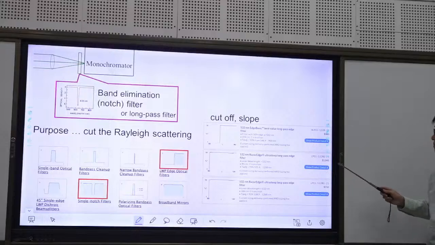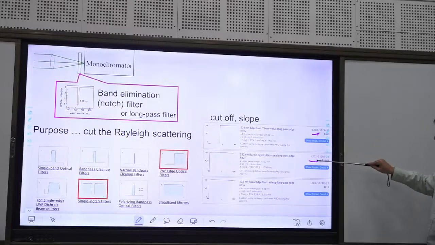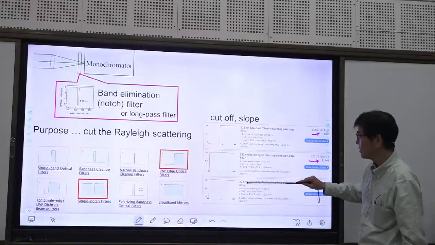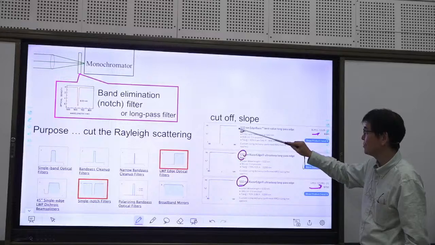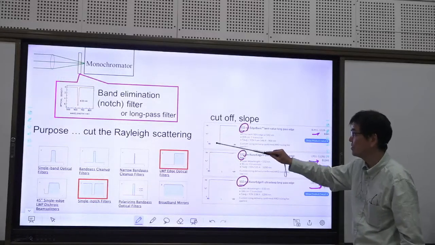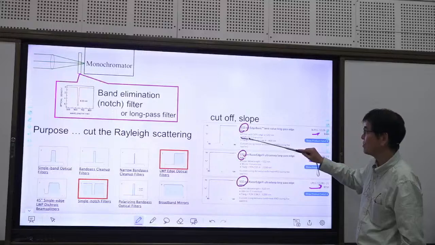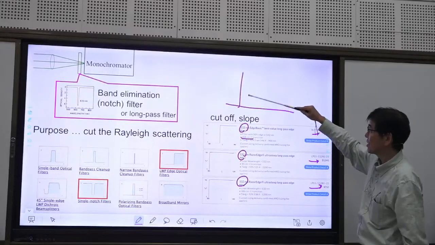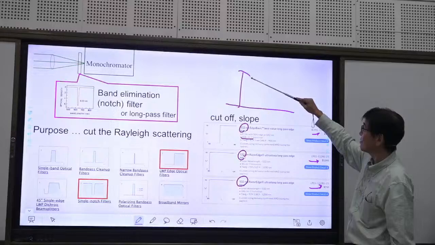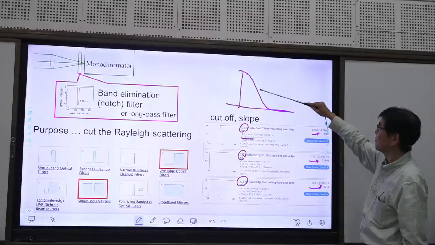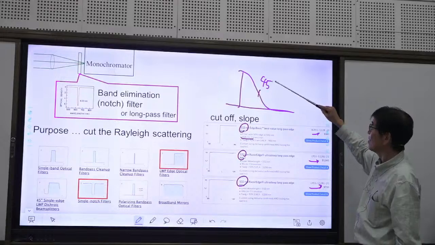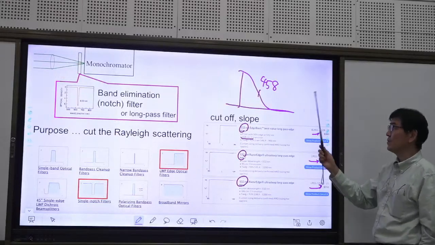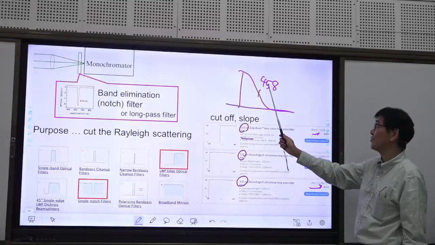Price is 385 or 1045 or 710. So this is a filter for 532, and cut off is 455 wave number. So Rayleigh line is here. We want to cut the Rayleigh line. Then width is rather broad. That is, we cannot detect the Raman lines below 458 wave number.